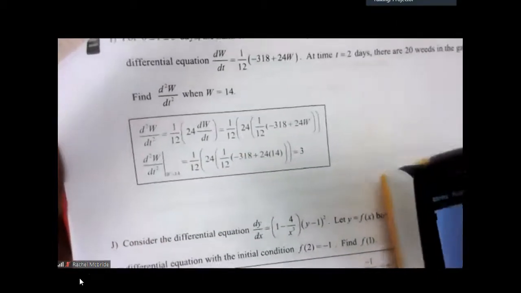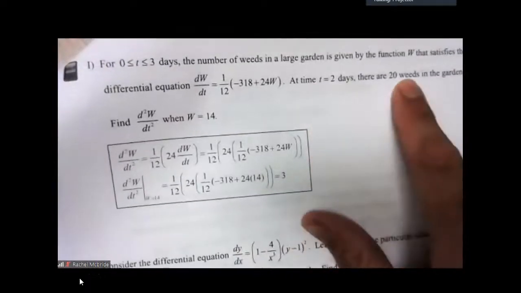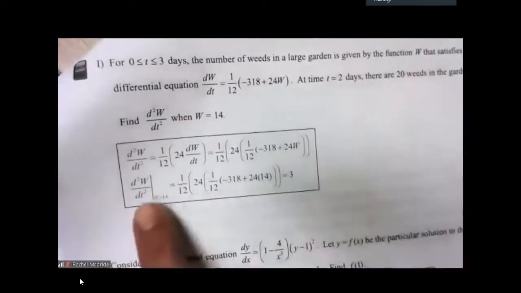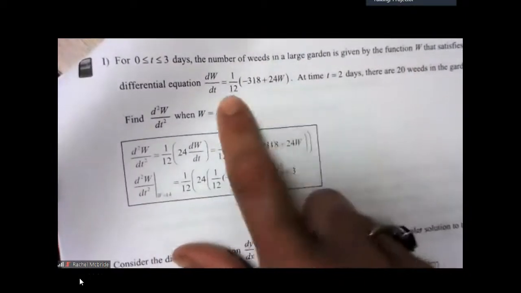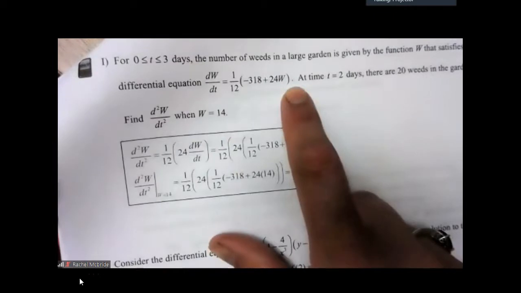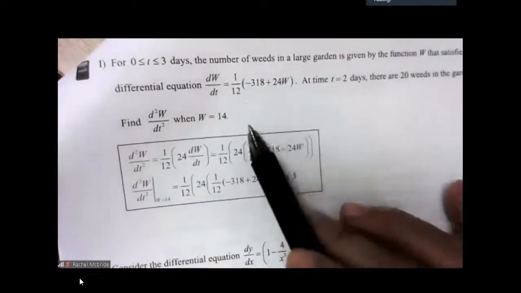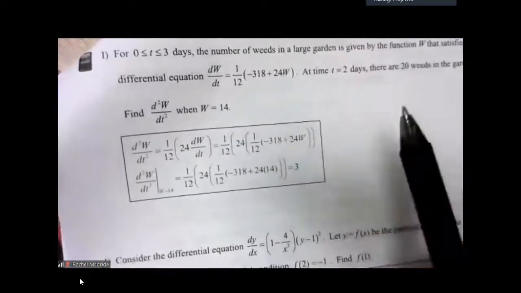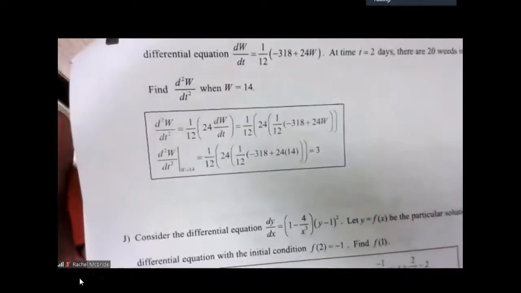So what you did have to take into account was the 2 days and 20 weeks. So here you could have distributed your 1/12. You can leave it out in front. Doesn't really matter. Take your derivative and then plug in your 2's and your 20's and get W of 14.